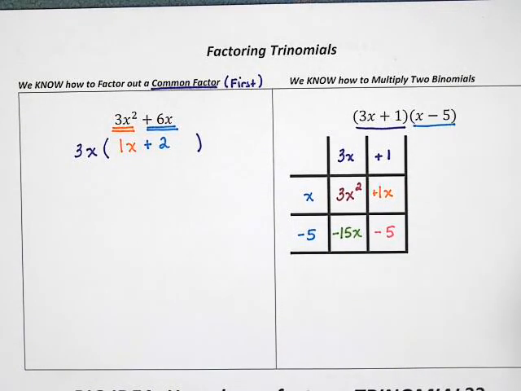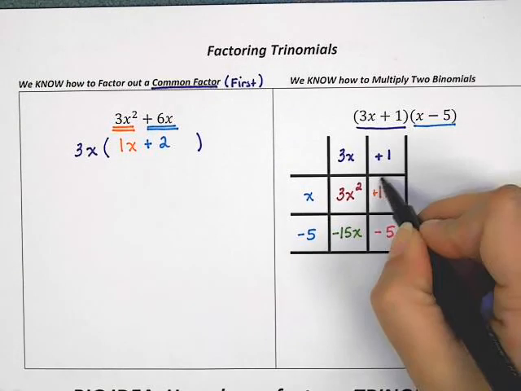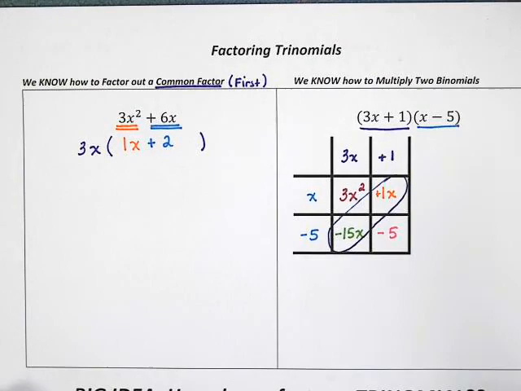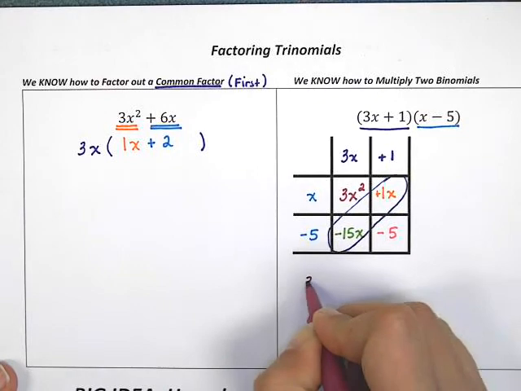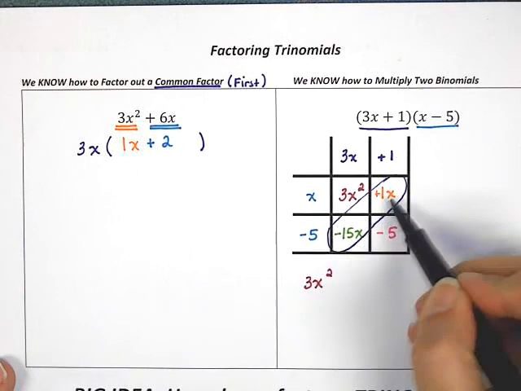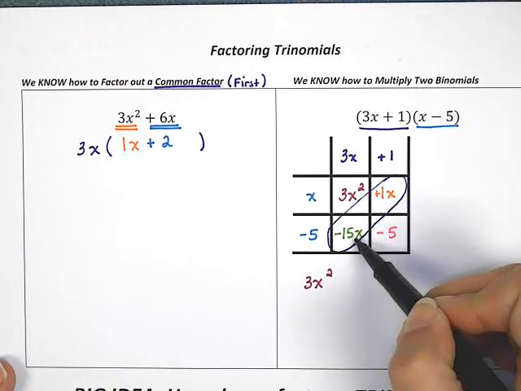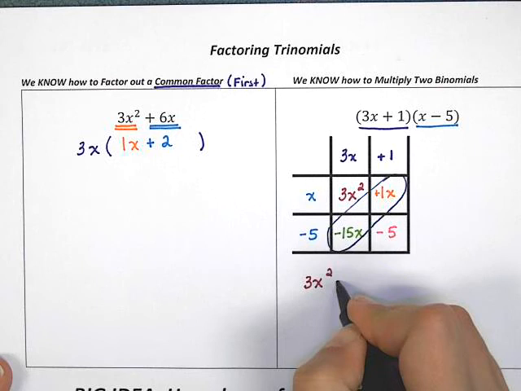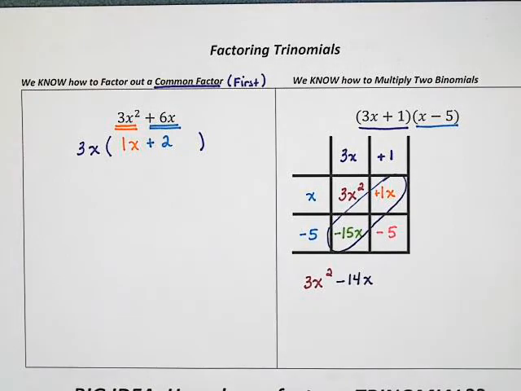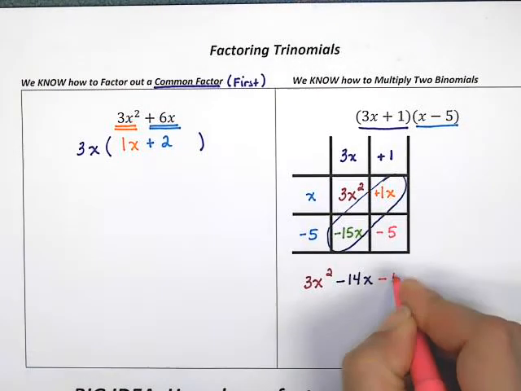Now what I'm going to do is look for like terms. We're lucky that when we organize our work this way, the like terms are always on diagonals from each other. So if I were to simplify this, I would have the 3x squared go first. Then I would combine these like terms. So negative 15x plus 1x would be negative 14x. And then the minus 5 would just drop down and go at the end.